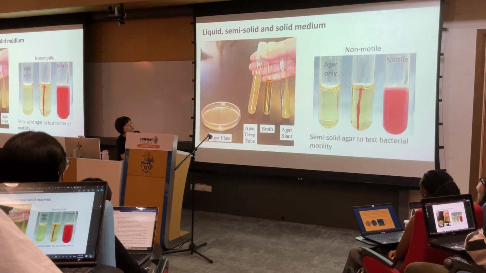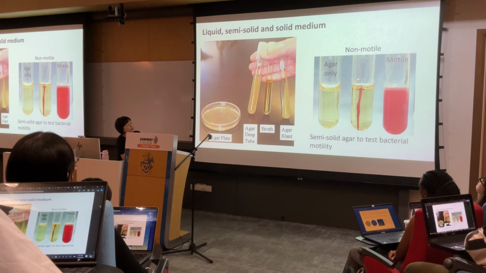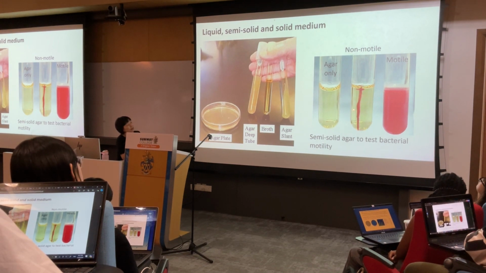So if this is a control, I will insert a very sharp needle with the bacteria on the needle, and then insert it all the way. If the bacteria is red in color, it is easy to see. It is red, so it doesn't spray. It's not like this, where it is spraying all over the agar.